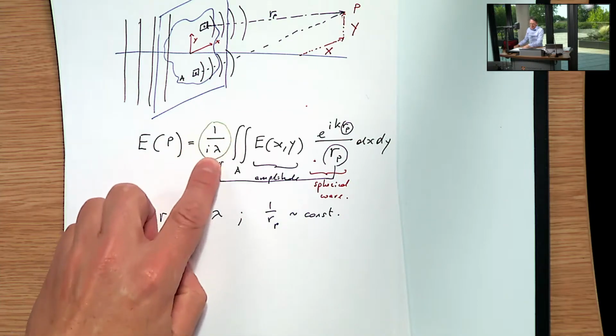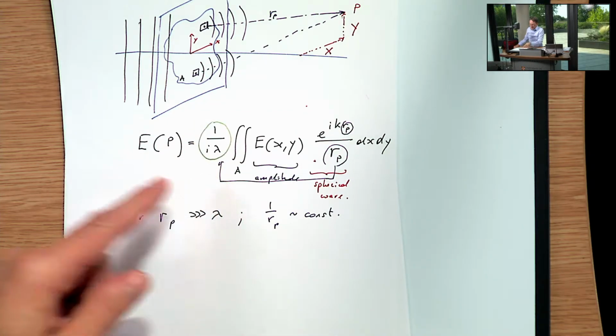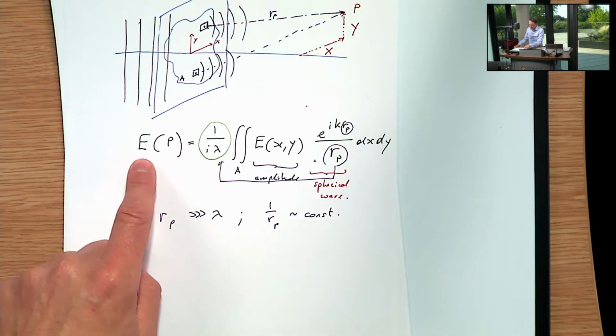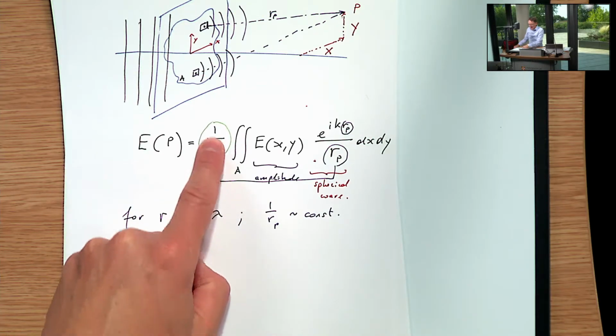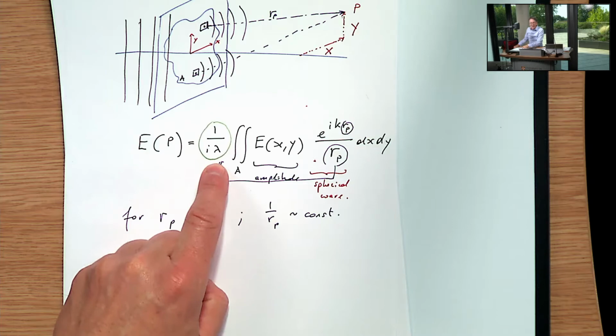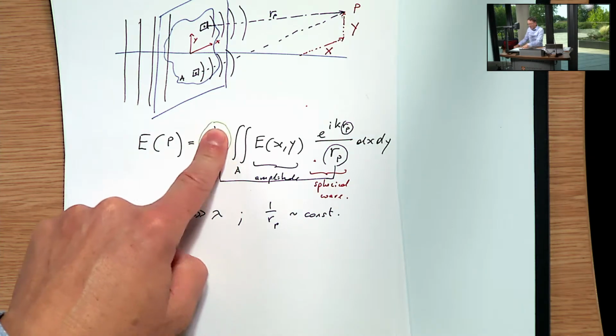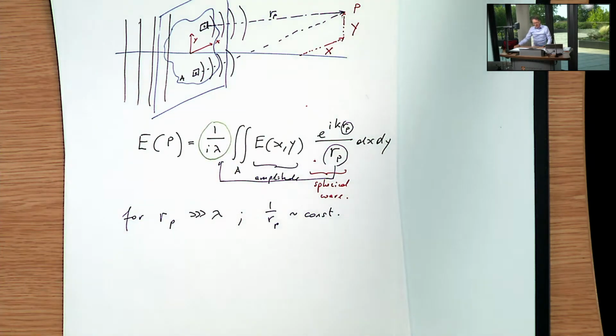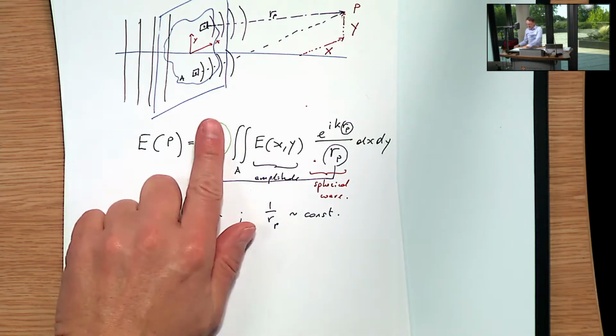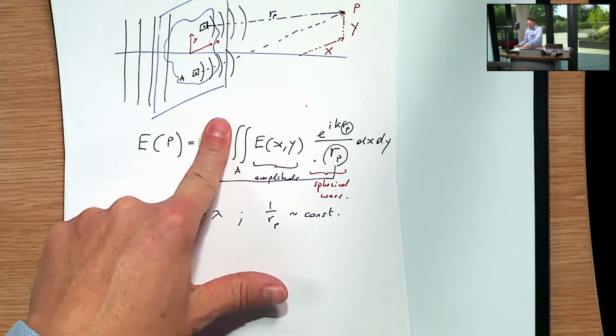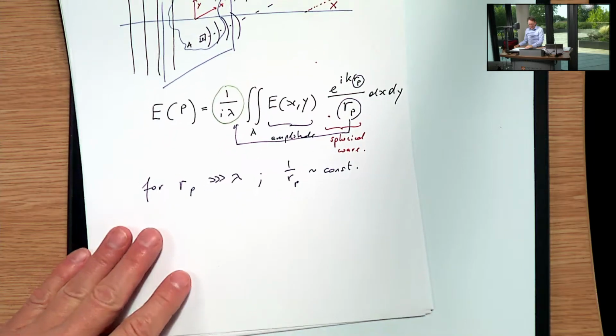this front piece here is completely unimportant to us, because if we take the intensity and so we multiply this with the complex conjugate, this term just turns into a constant, a real constant, and so we are not really interested in absolute values, right? So we can just ignore this for the purpose of our calculations.